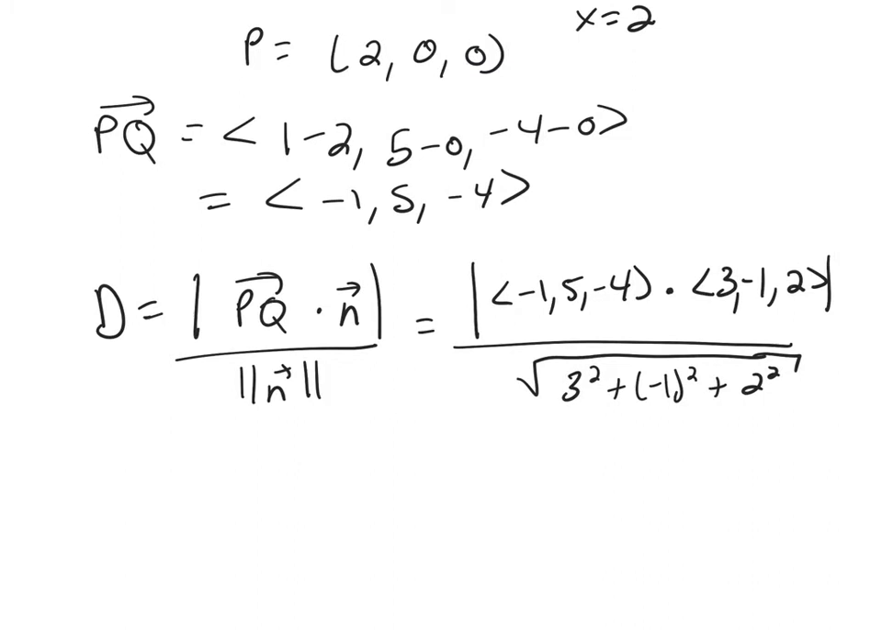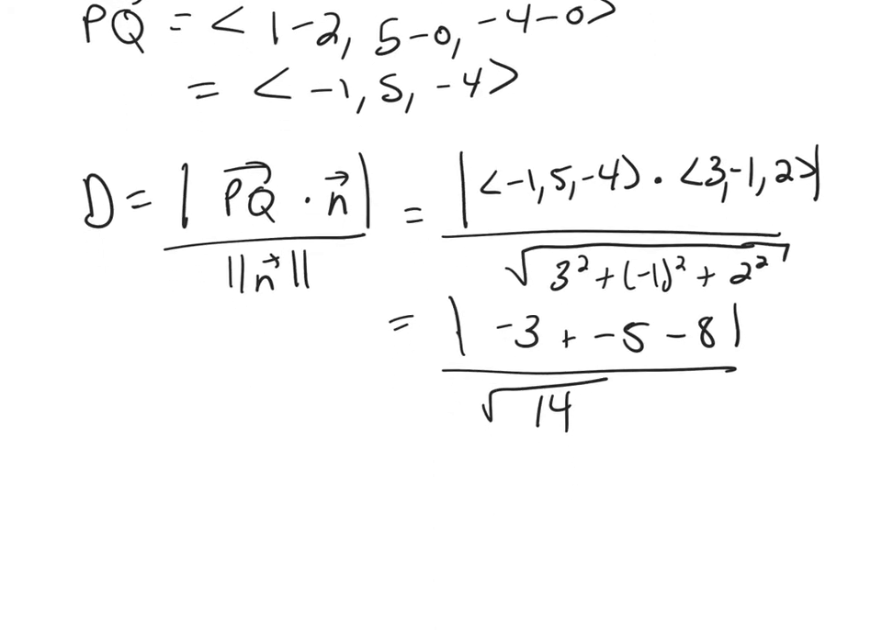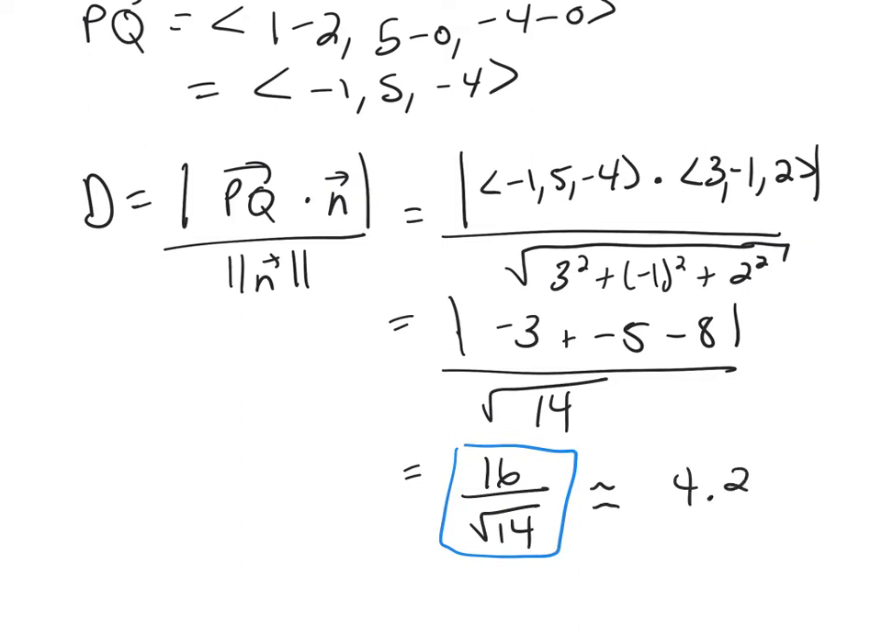So let's see what I get when I compute this dot product. I'll get -3 and then plus a -5 minus 8, over the square root of 14. So I'll get -16, take the absolute value, 16 over the square root of 14. And that would be my answer for the distance, but if you want an approximate measurement, it would be approximately 4.28.